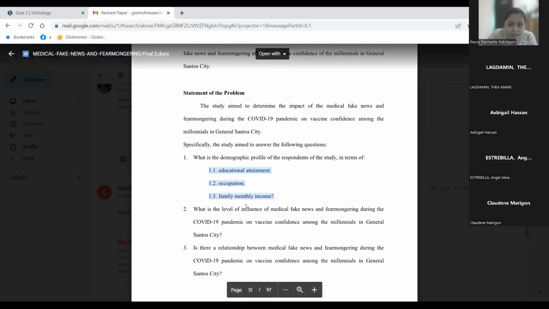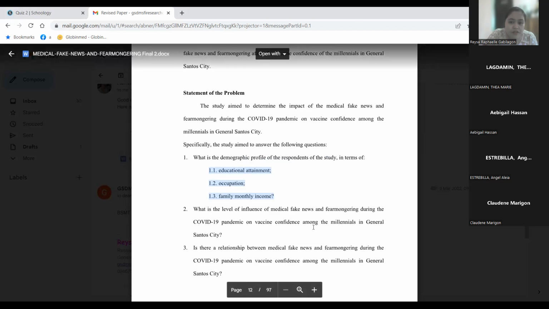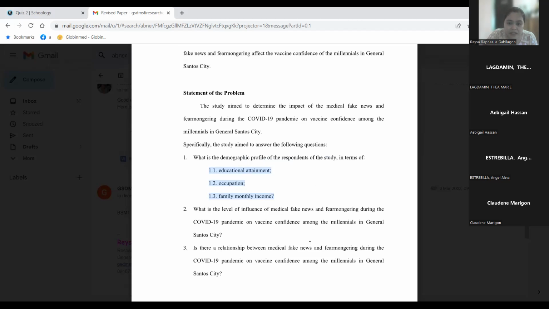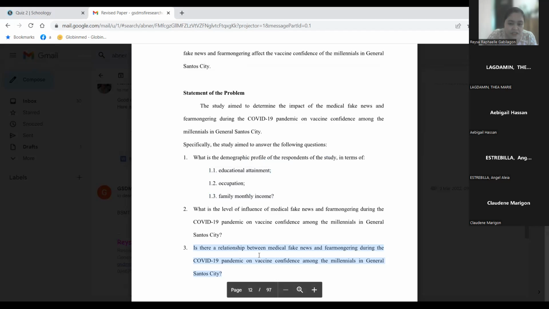So they ask, what is the level of influence of the medical fake news and fear-mongering on the vaccine confidence of their respondents? Now, since this is quantitative research, it ended with asking about the relationship of fake news and fear-mongering to vaccine confidence.